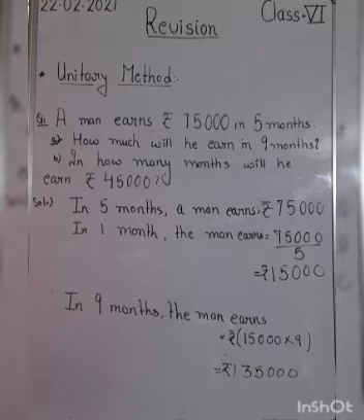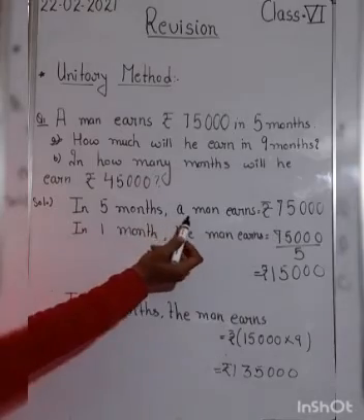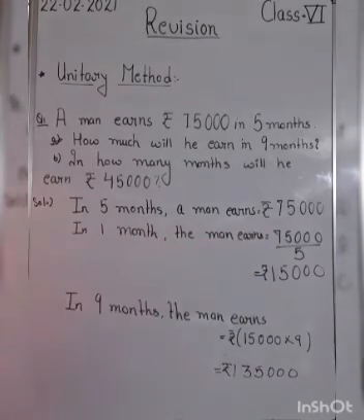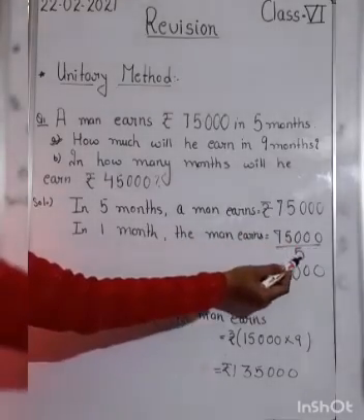So how will you get it? First you should know how much he is earning in 1 month. So I have written: in 5 months a man earned rupees 75,000. Therefore, in 1 month how much will he earn? 75,000 upon 5.